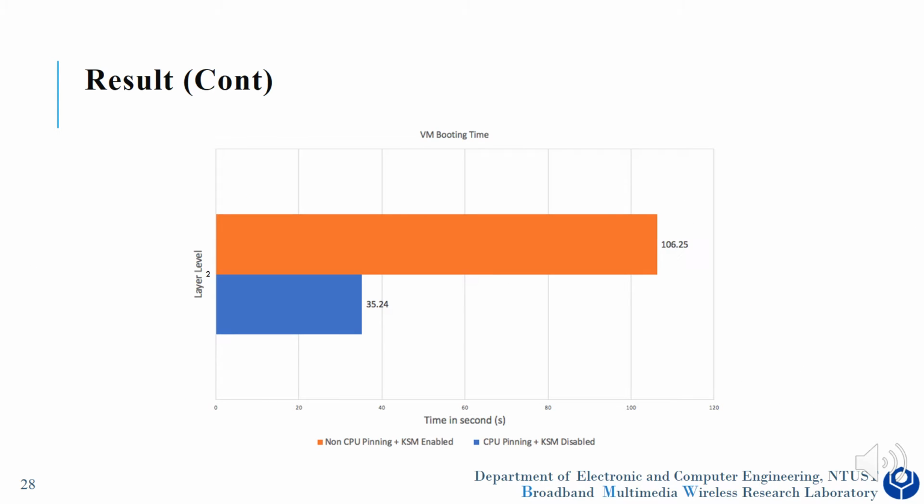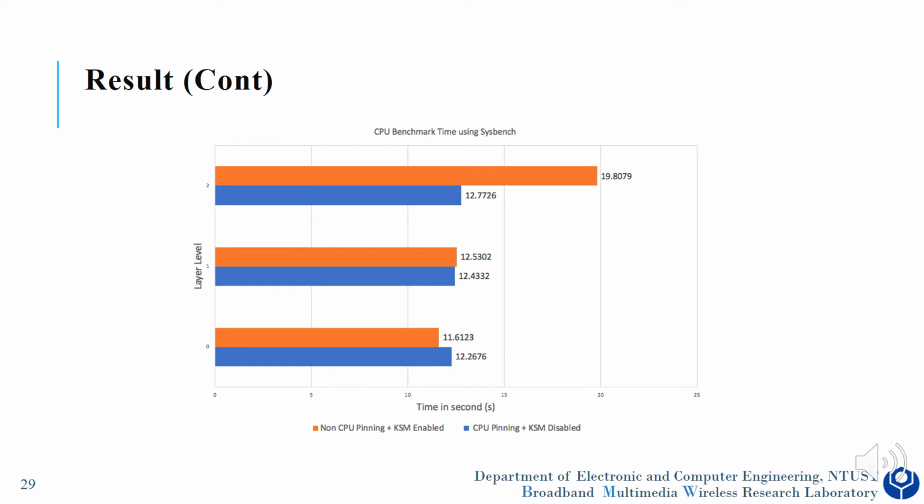Judging from the booting time, our optimization also affects the booting time required by the VM in layer level 2, which is on top of the OpenStack. Before doing the CPU pinning, with KSM still enabled, booting the VM needed up to 106.25 seconds. After we do the optimization, which is CPU pinning plus KSM disabled, it only took 35.24 seconds. It's a really huge difference in performance.